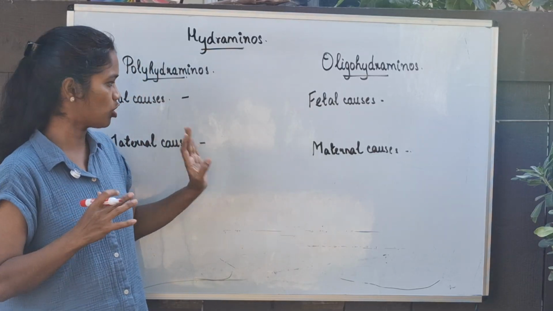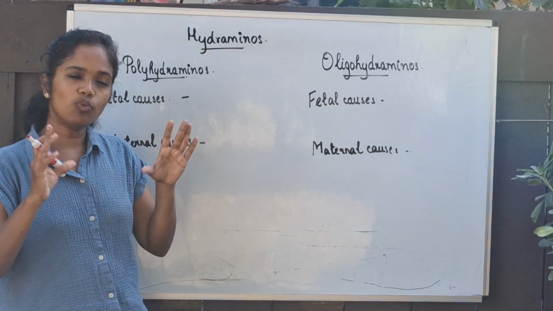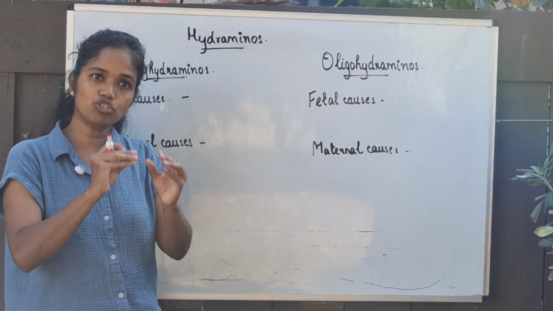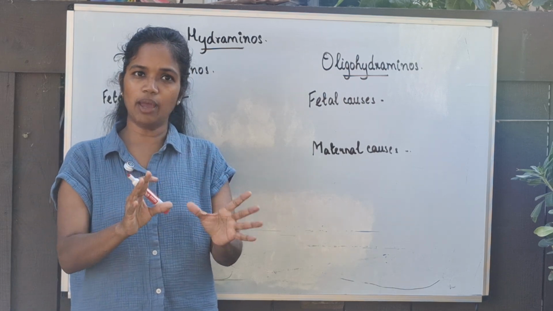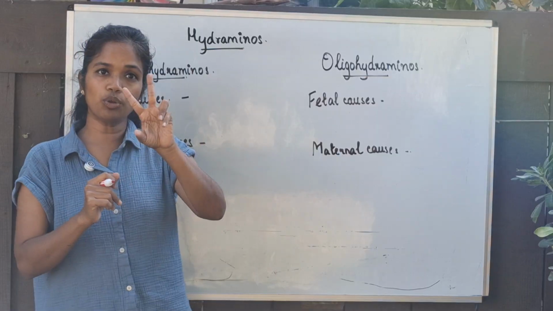So let's discuss its causes. What are the fetal causes that can cause polyhydramnios? So what is basically the amniotic fluid? The urine that is produced by the fetus which is present in the womb is the reason for the amniotic fluid. Now polyhydramnios in fetal causes, there are two important causes.